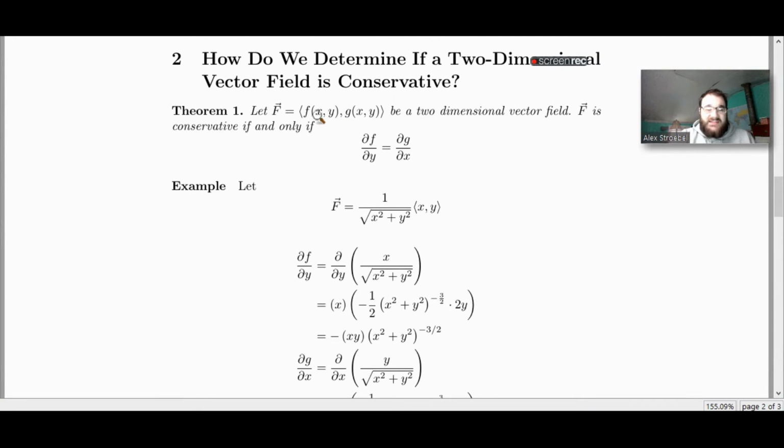That test is you take the function in the x-coordinate and you take the partial derivative with respect to y. Then you take the function in the y-coordinate and you take the partial derivative with respect to x. I'm going to go through a couple of examples of doing this just to give you a feel for it.